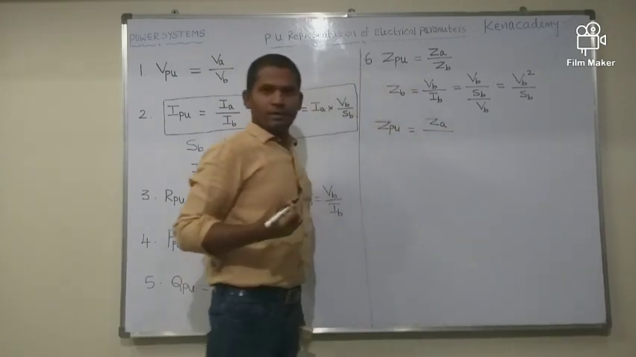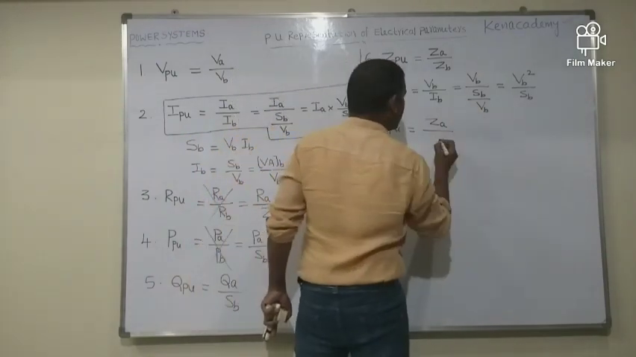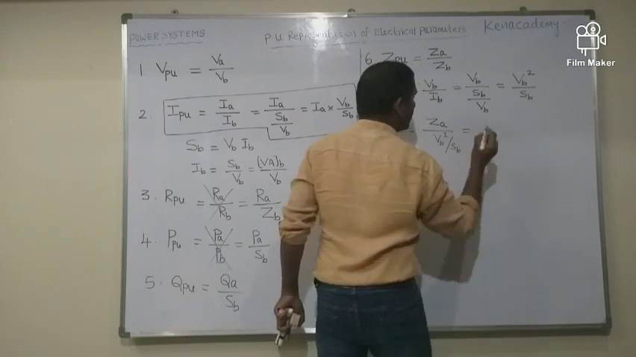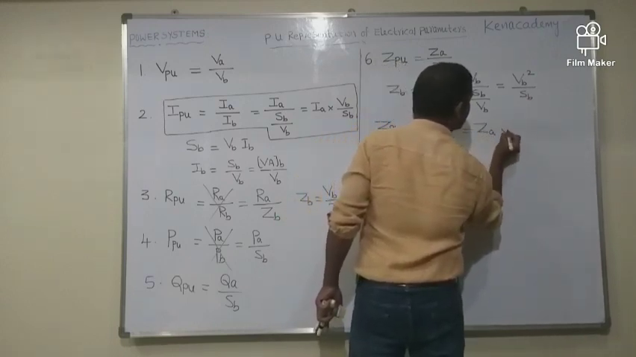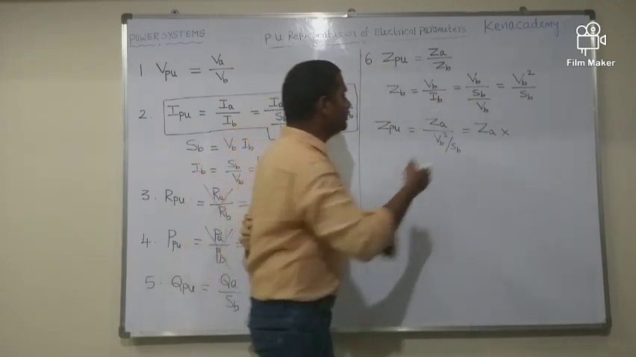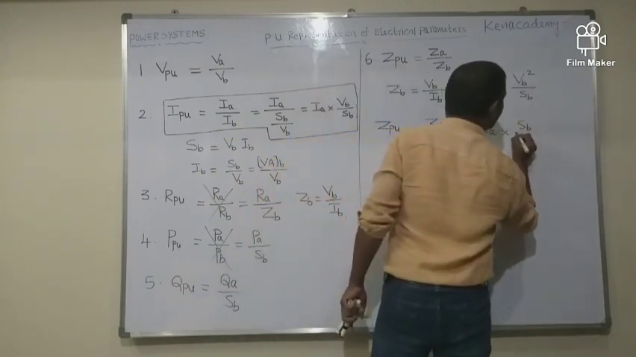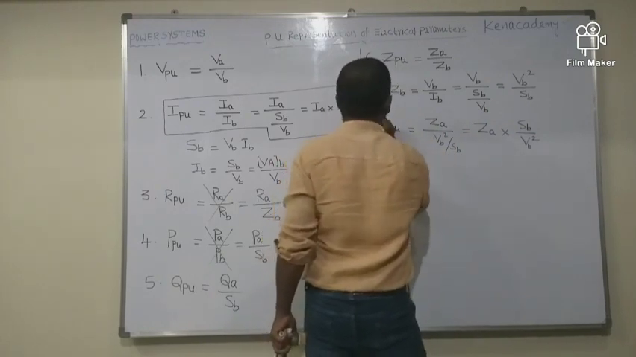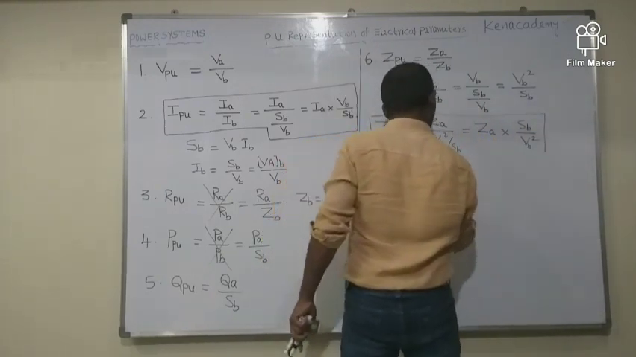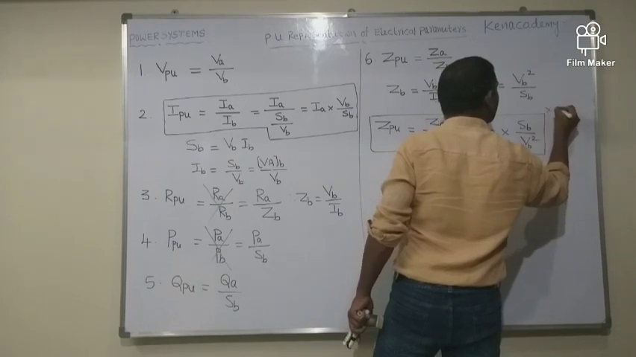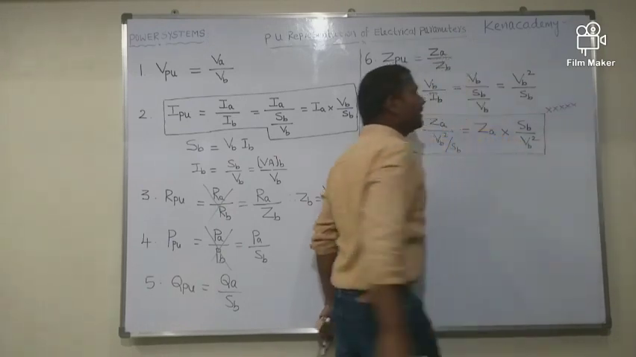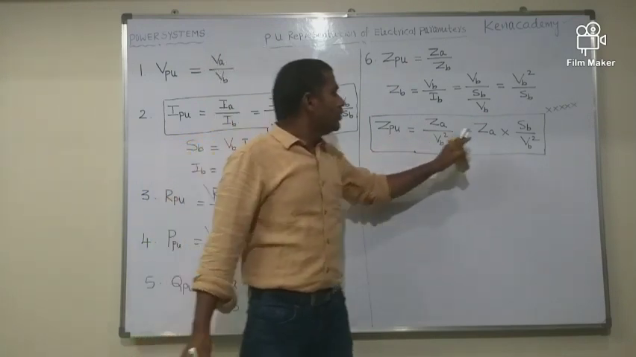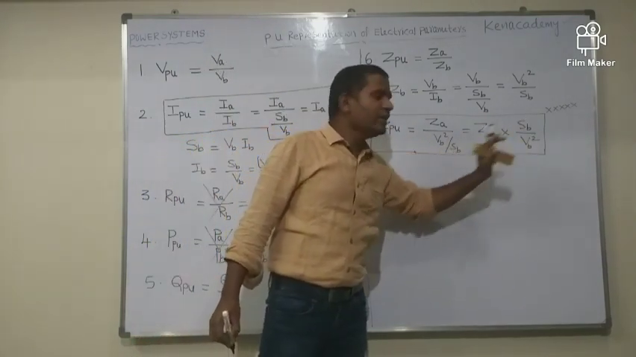Clear? Then what is Z base? V base square by S base. Then Z actual impedance, Z actual into S base by V base square. Very important five-star formula in solving power system problems. Very important. Students, concentrate on this. Clear? Z per unit equal to Z actual into S base by V base square.